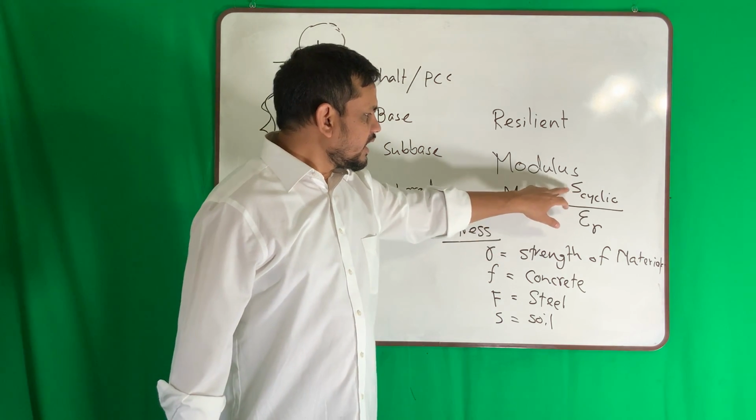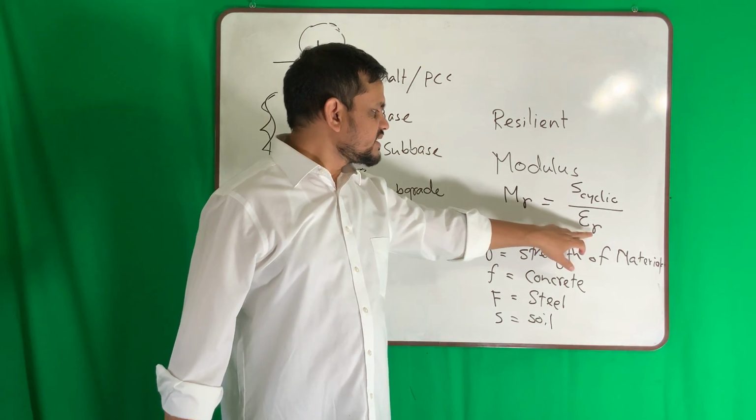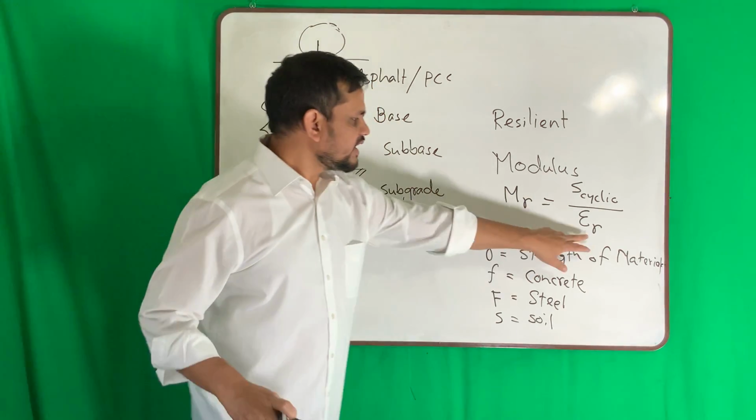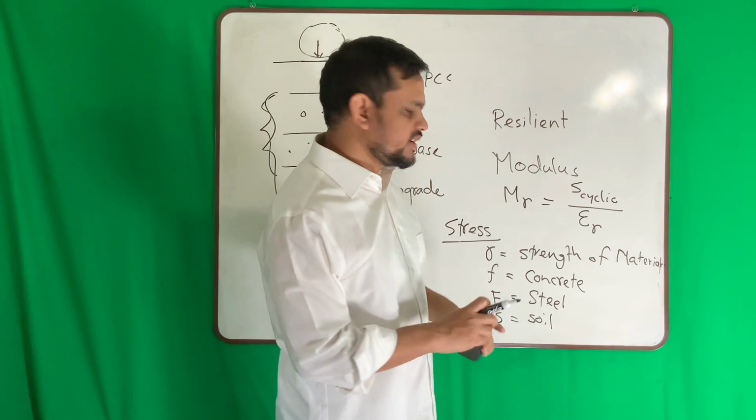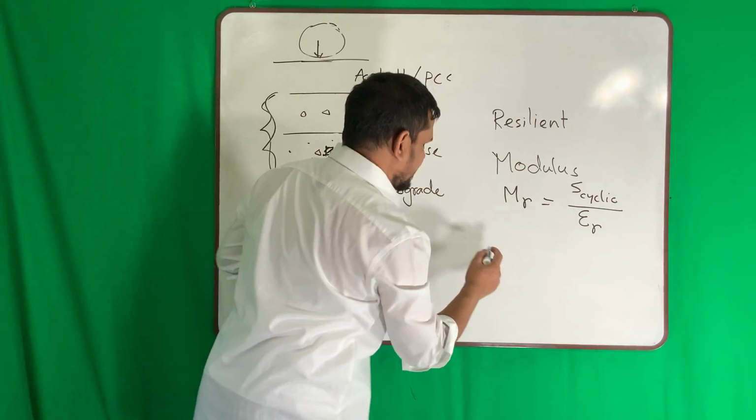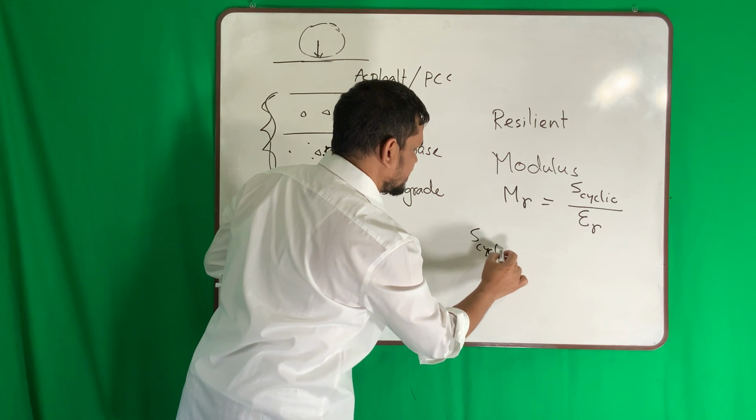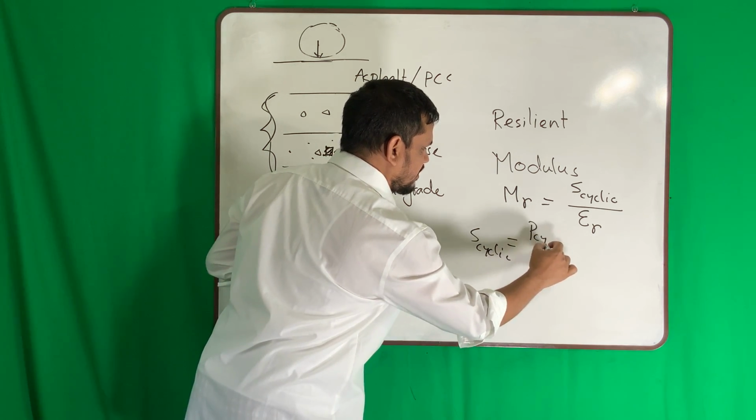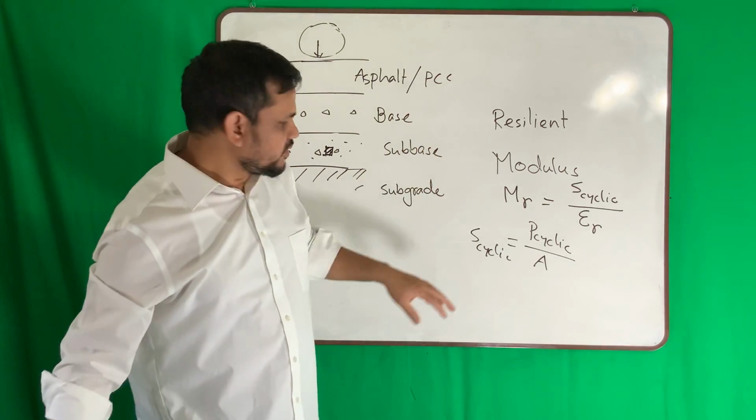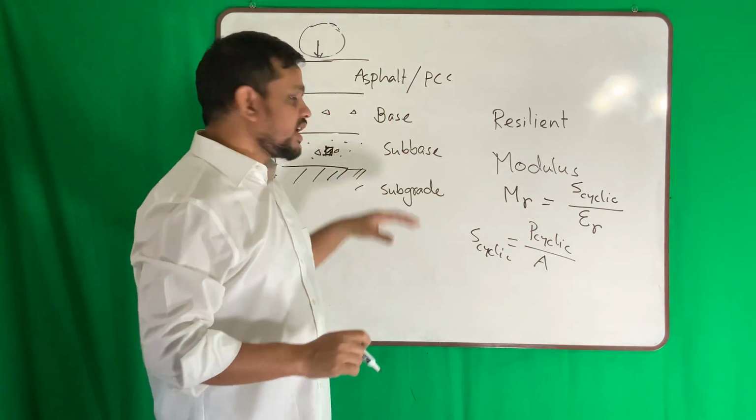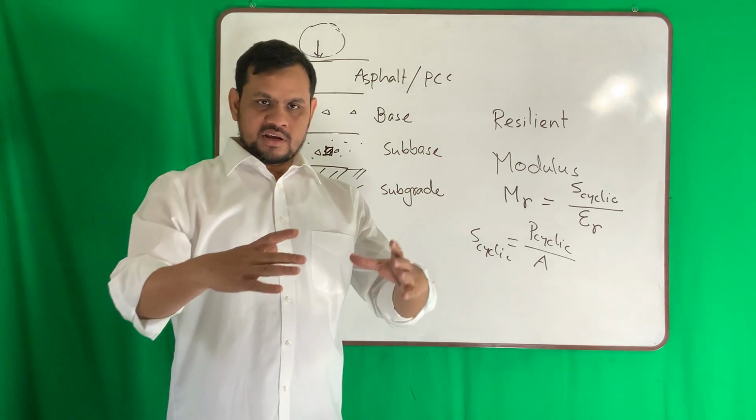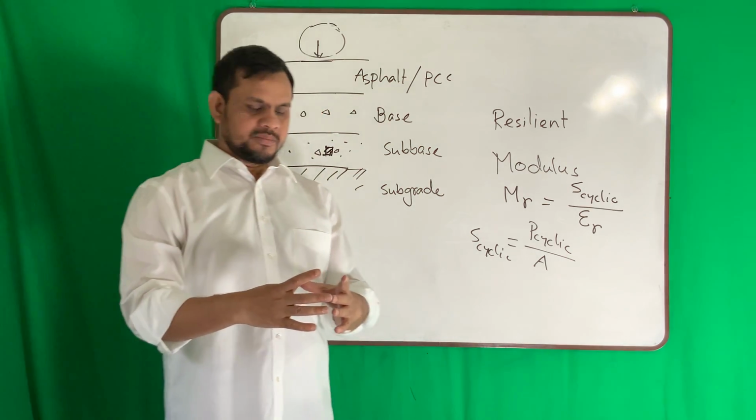It is cyclic stress divided by recovered strain. Yes, R means resilient strain or recovered strain, whatever you call it. Now, what is cyclic stress? Cyclic stress is whatever cyclic load you apply divided by area. Now, before starting cyclic, what we do here, we apply load. So we prepare a cylindrical soil sample.